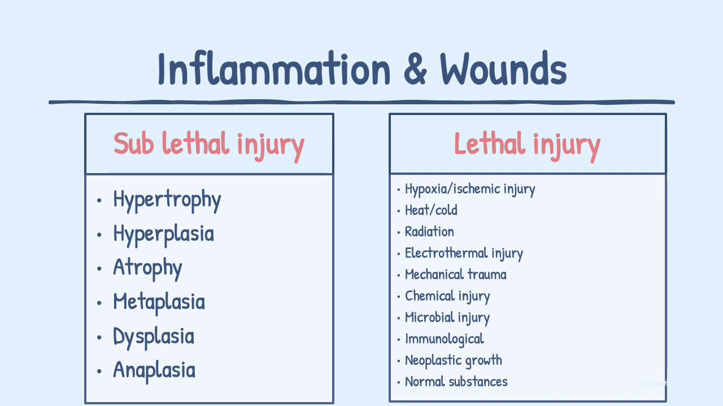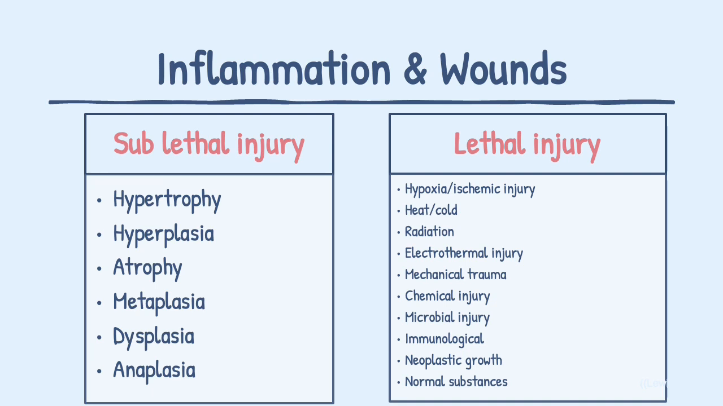Hyperplasia is an increase in the number of cells resulting from cellular division, and this process is reversible and occurs when the stimulus is removed. An example of this would be the hyperplasia that occurs during pregnancy with the uterine muscle. After the stimulus, which in this case is the fetus, is removed, the uterus returns back to its normal size and state.